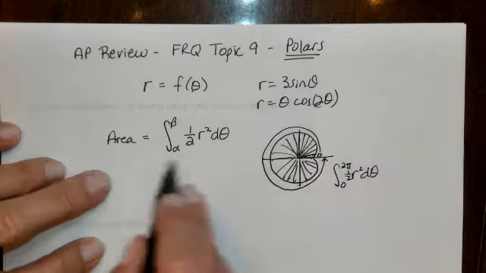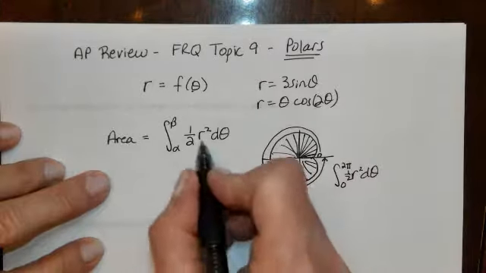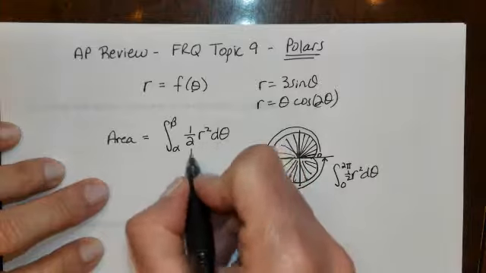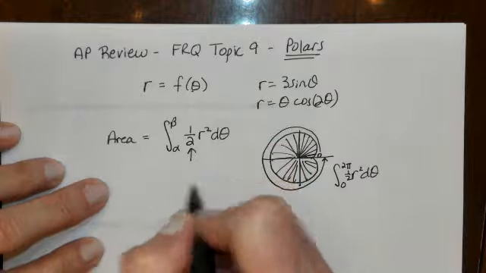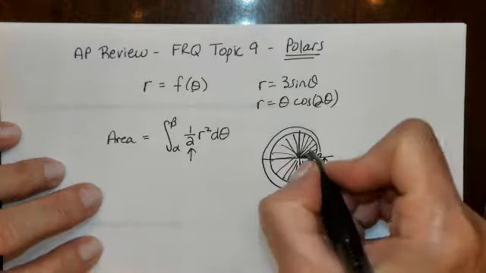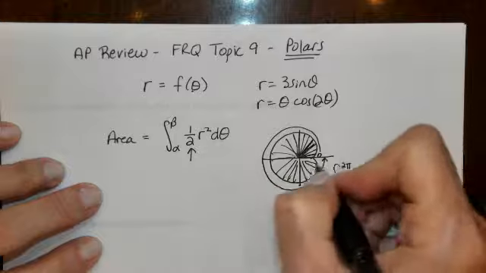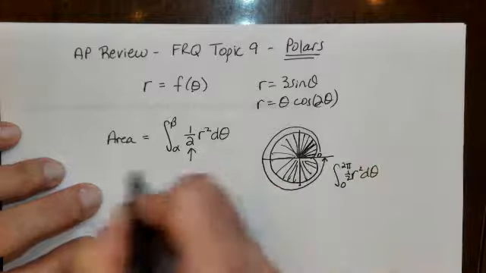So this is something we need to know. Okay, 1/2 r squared d theta. Don't forget the 1/2. It's part of the area of a sector. It's the area of one of these little sectors. Okay. All right, so we have area.